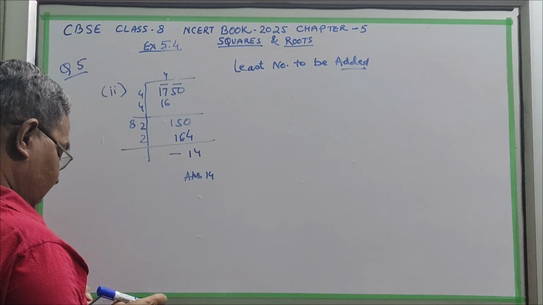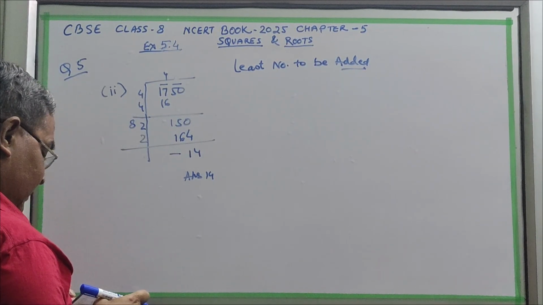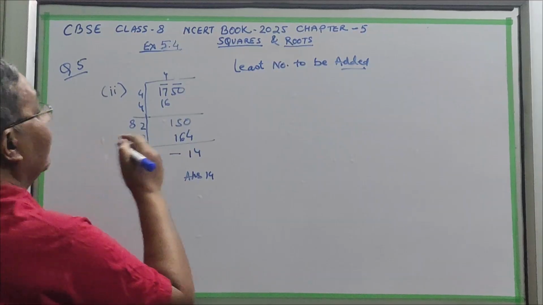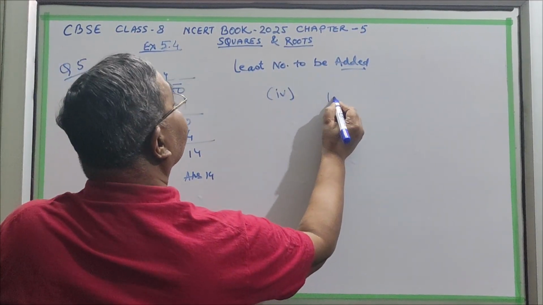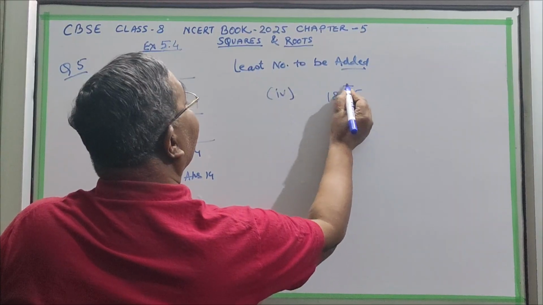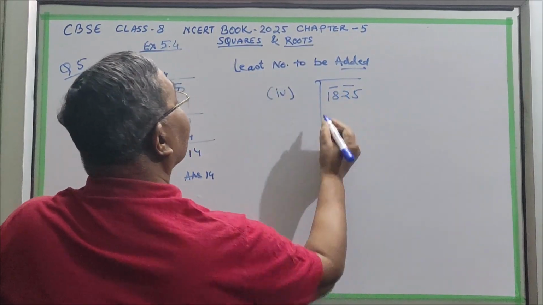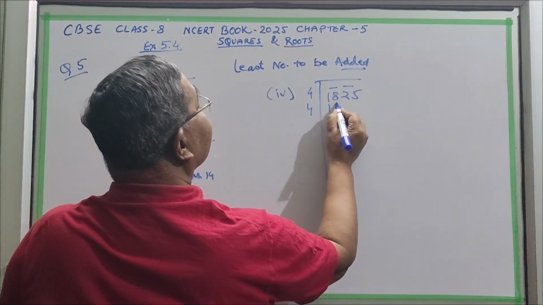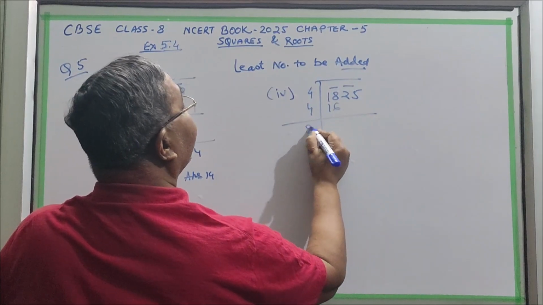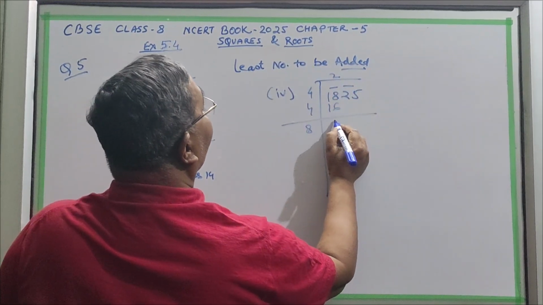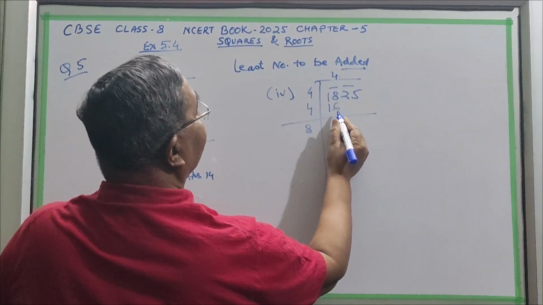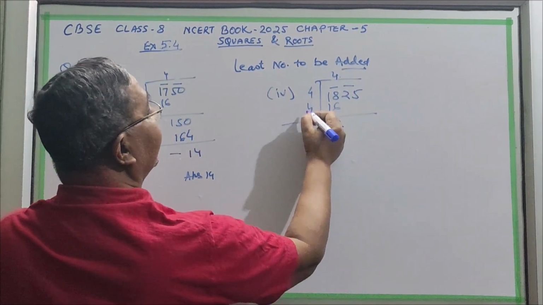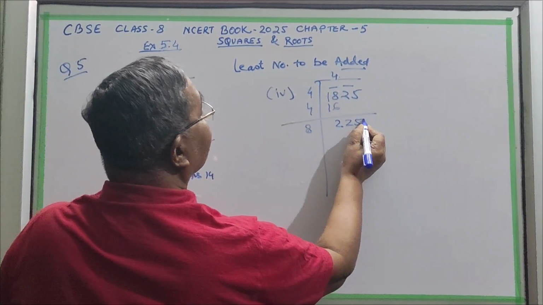Okay, now another number we can take. Question number 5, 4. Least number we have to find. 1825. Again the pairs are like this. So 4 4s are 16 is coming here. Now 2 will come after minus. 2 will come. Here 8 will come. And 2 5.